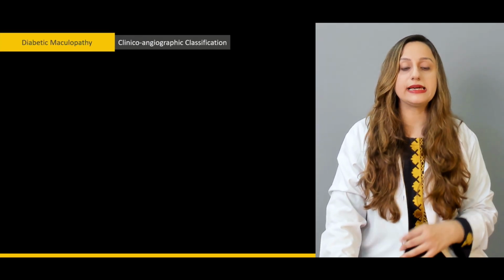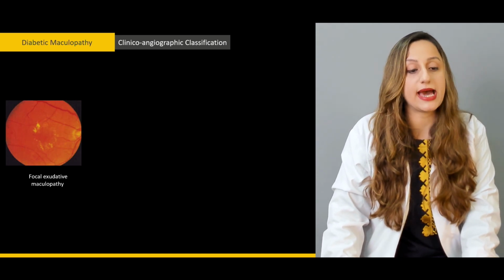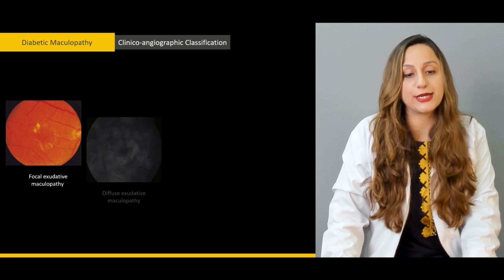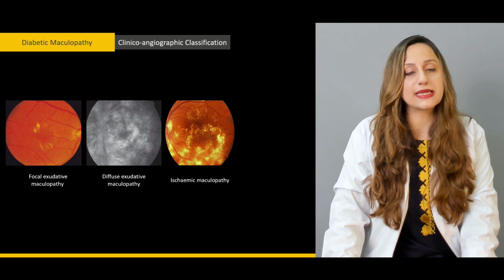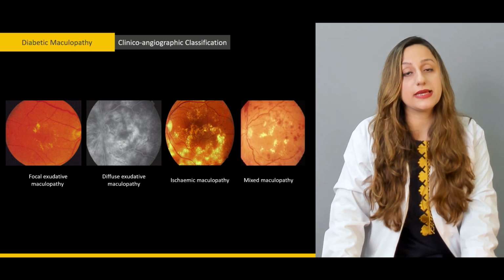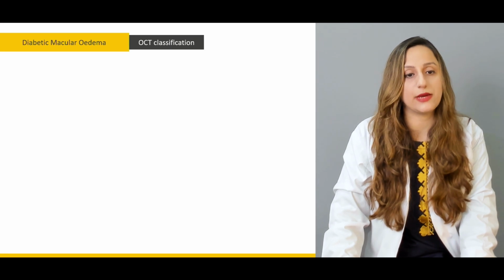Finally, we have the clinico-angiographic classification of diabetic maculopathy, which has the focal exudative maculopathies, diffuse exudative maculopathies. We have the ischemic variety, and then we have a mixed variety of the maculopathies in which we have the exudates as well as the hemorrhages.